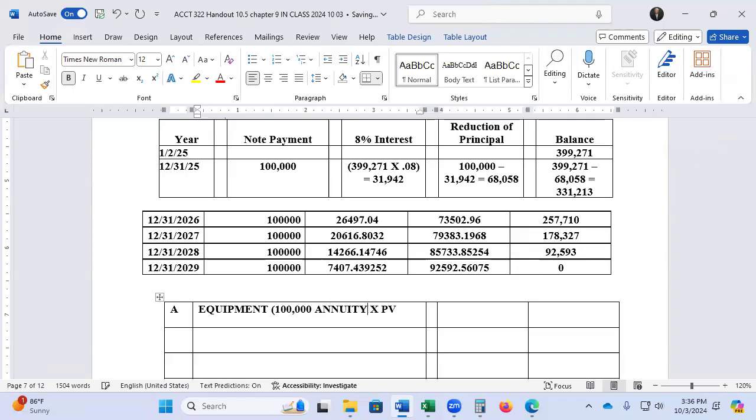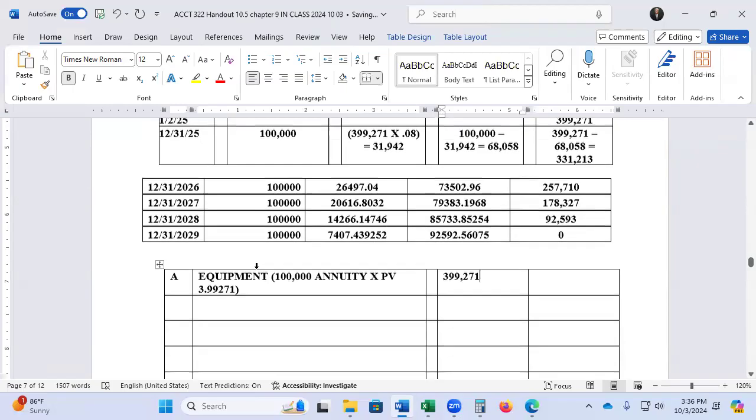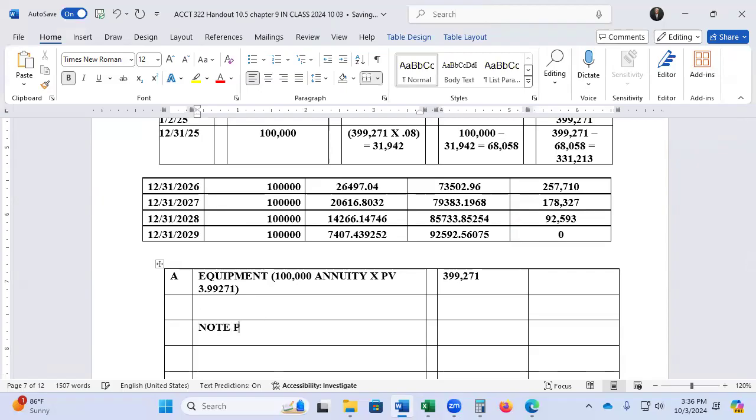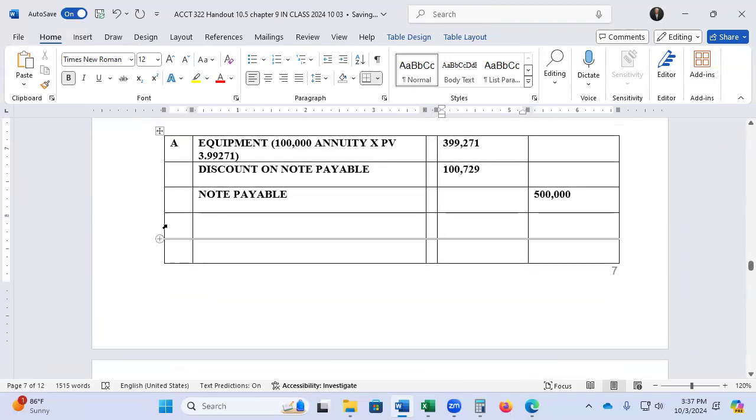I'm sorry. And the present value factor was 3.99271. And so the value for our equipment is going to be $399,271. You took out a note payable of 500,000. And so the difference is going to be the discount on note payable. And it's 100,729. Any questions there?